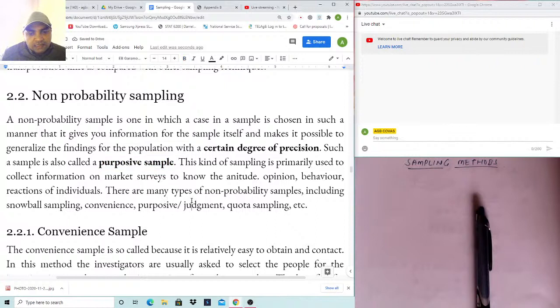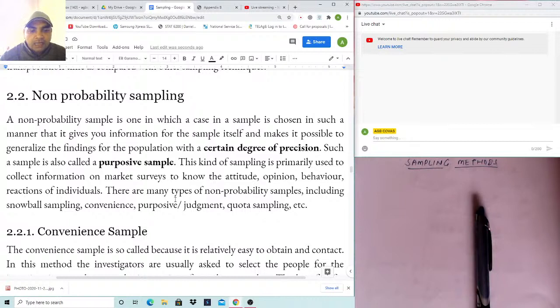This kind of sampling is primarily used to collect information in market surveys, for example attitude, opinion, behavior, reactions of individuals. There are many types of non-probability sampling, and these are basically designed for when probability sampling is not feasible in our system.